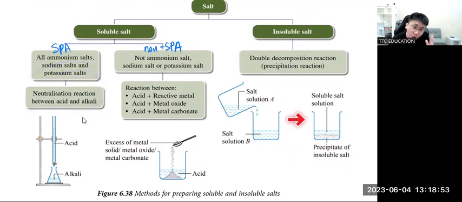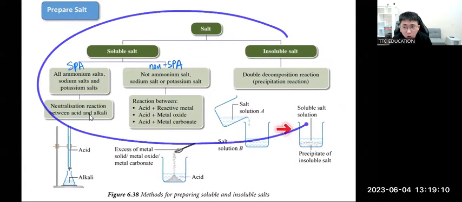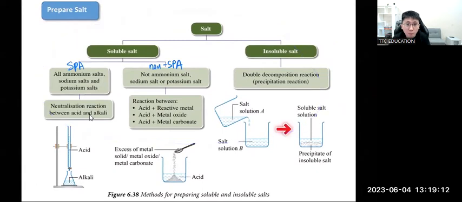Then if you're trying to produce a salt that is soluble but non-SPA, you are going to use the second method. Then if you want to produce an insoluble salt, you are going to go for the last method, the double decomposition reaction. So this is a big picture of what happens when you want to prepare different types of salt. You are going to use the method according to this category.